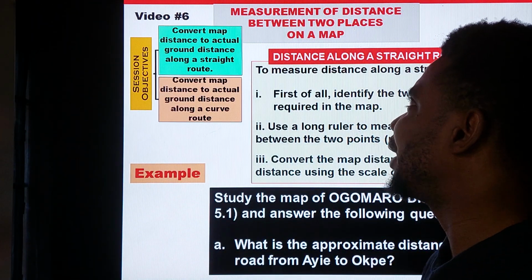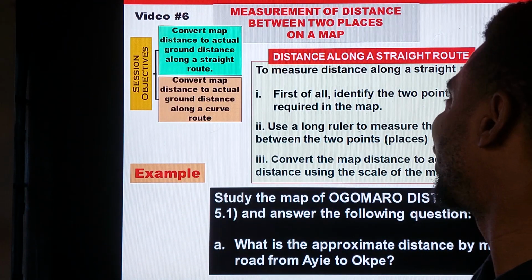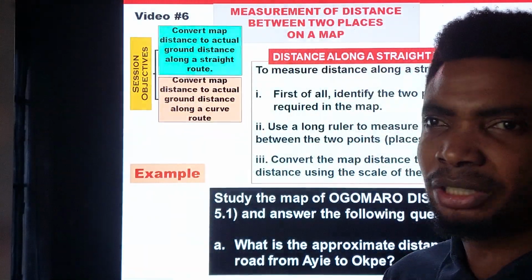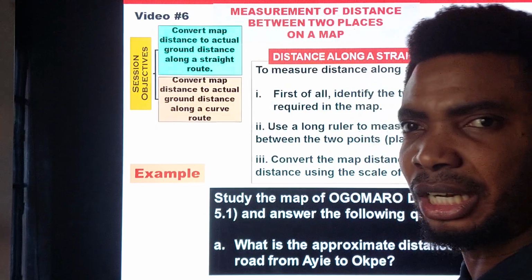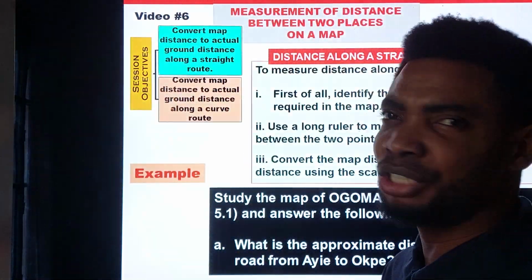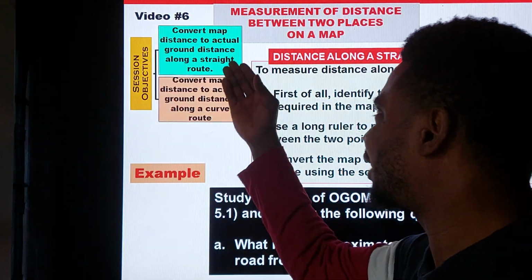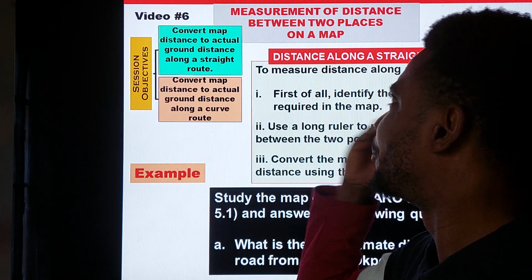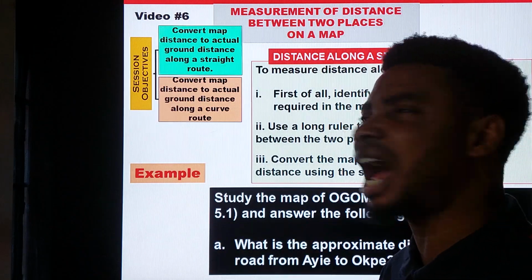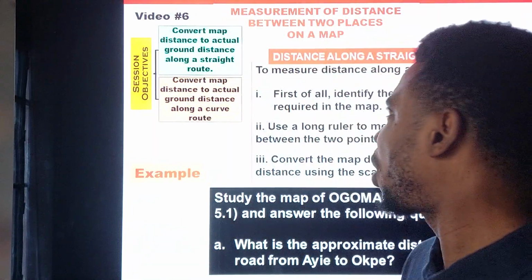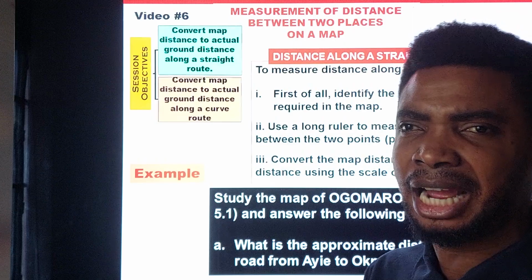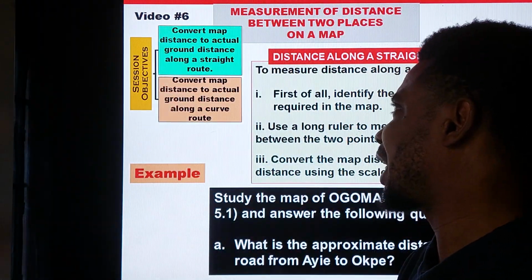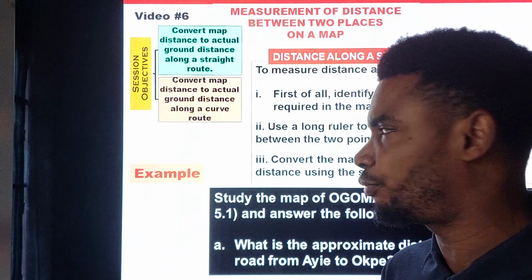All right. Measurement of distance between two places on a map. What are we to achieve? What am I expecting you to learn in this video? At the end of this video, I expect you to be able to convert map distance to actual ground distance along a straight route, and also to convert map distance to actual ground distance along a curved route.